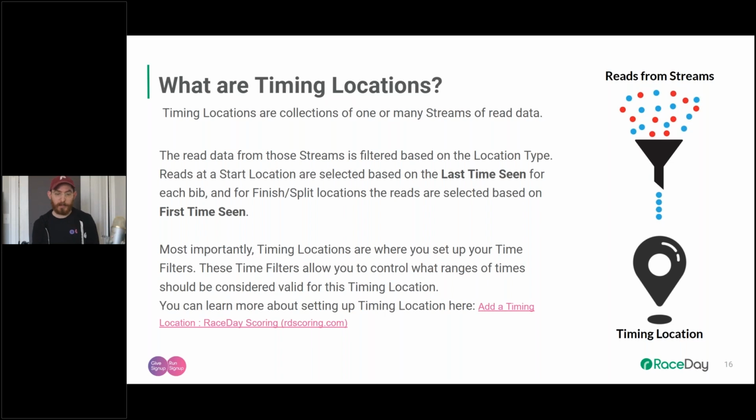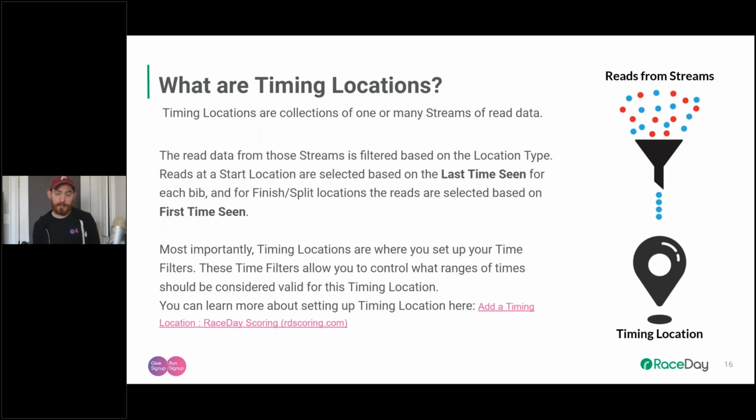What RaceDay scoring does is that it allows the user to be flexible and assign multiple streams to a single location if needed, or you can assign a single stream to multiple locations if needed. And there's a whole lot of reasons why you may want to do that. But basically, timing locations are filtered. They filter the stream data.